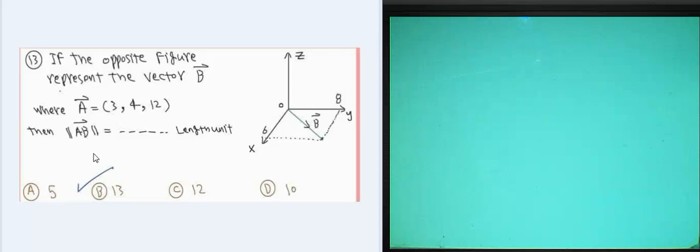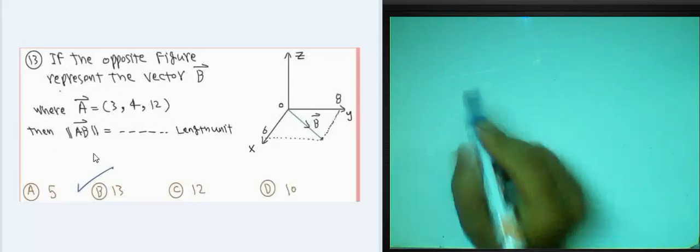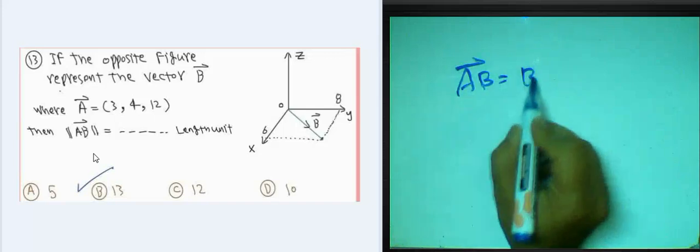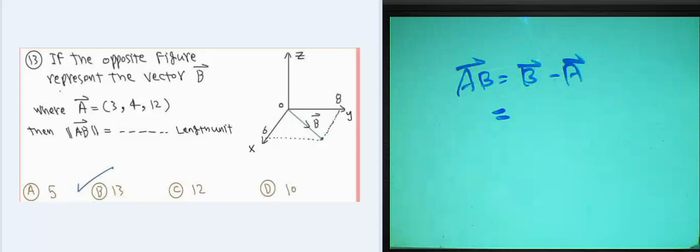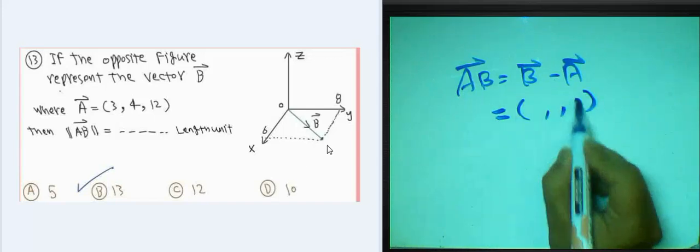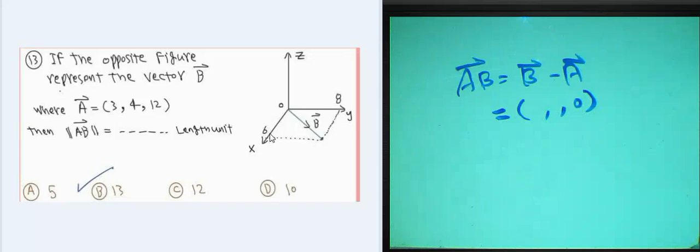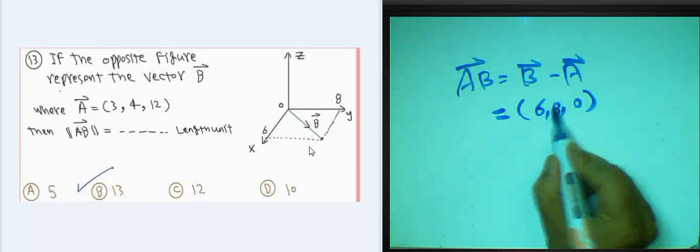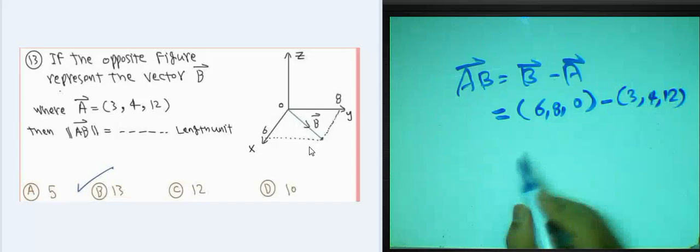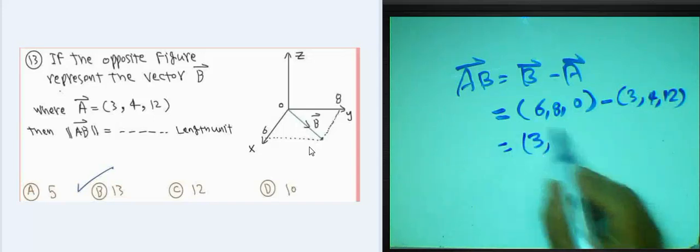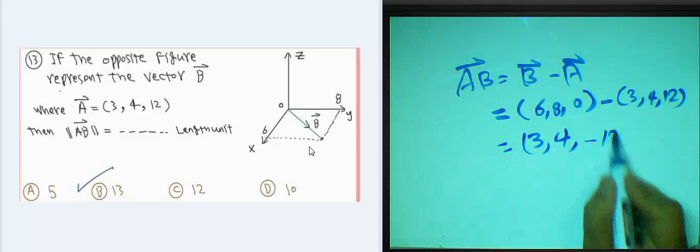Question 13. The figure represents vector B, where vector A equals (3, 4, 12). Then the absolute value of vector AB equals what? We know vector AB equals vector B minus vector A. Vector B lies in the xy plane, so z equals 0, with x moving 6 and y moving 8. Subtract vector A: 6 minus 3 equals 3, 8 minus 4 equals 4, 0 minus 12 equals minus 12.